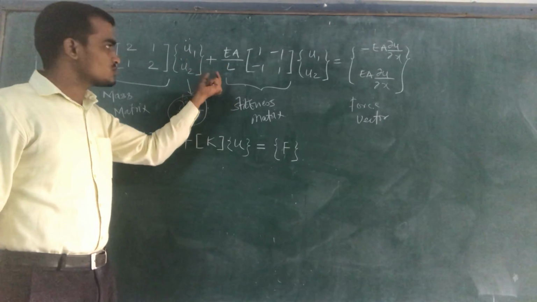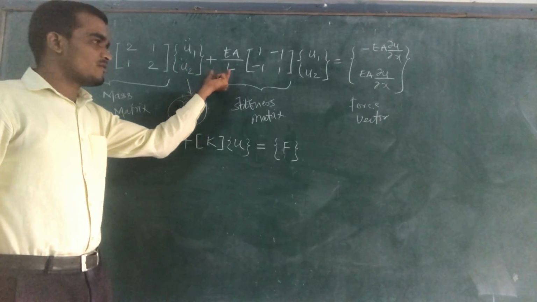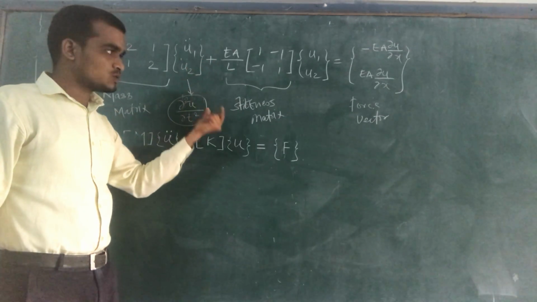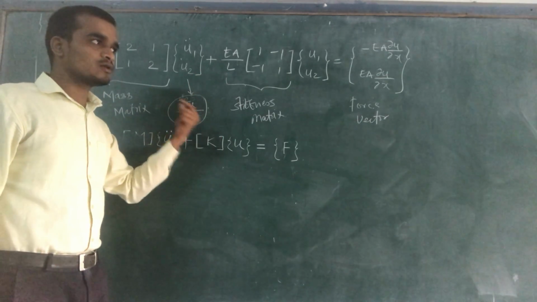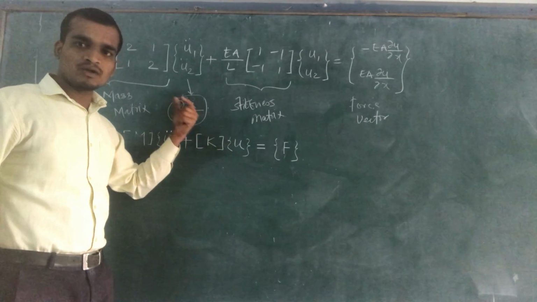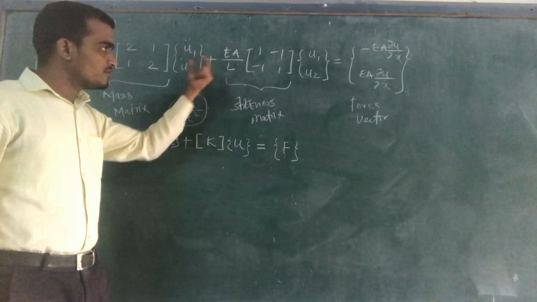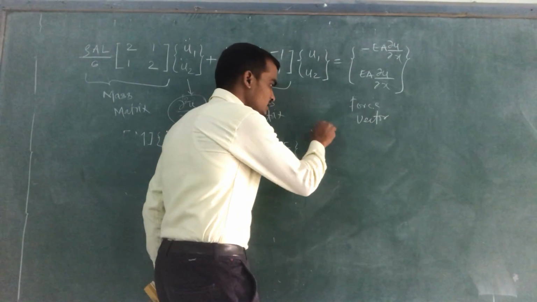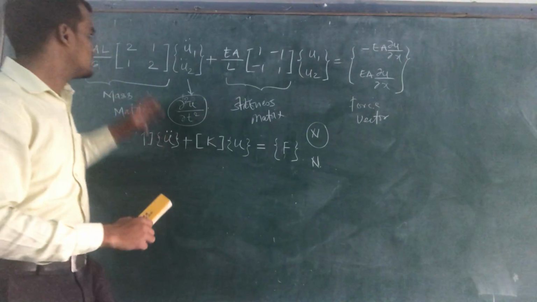So how do we solve these equations? For the first element we get two equations, and if there are three nodes then we get three equations. As the number of nodes increases, the number of equations increases. So if n nodes are there, we will get n equations in this format.